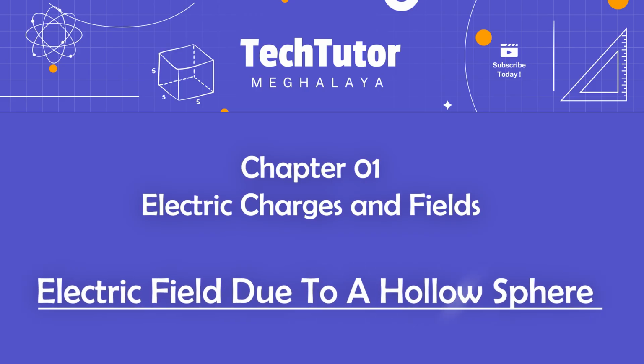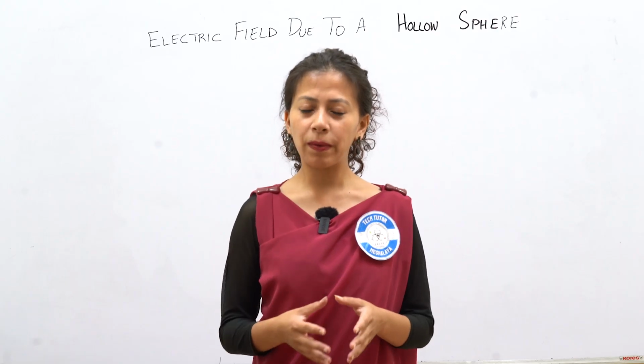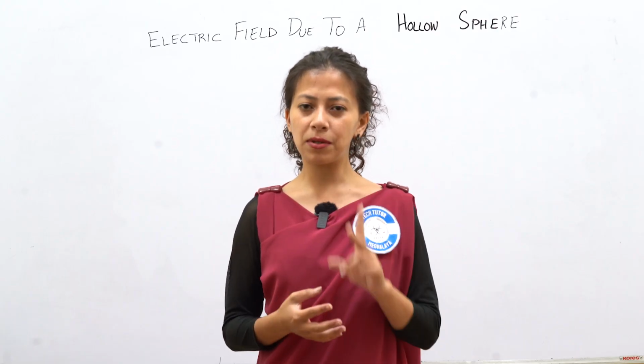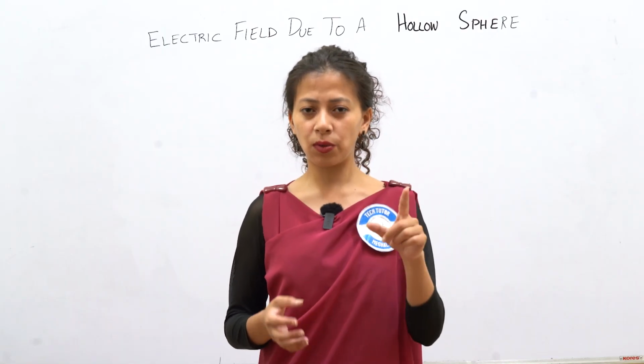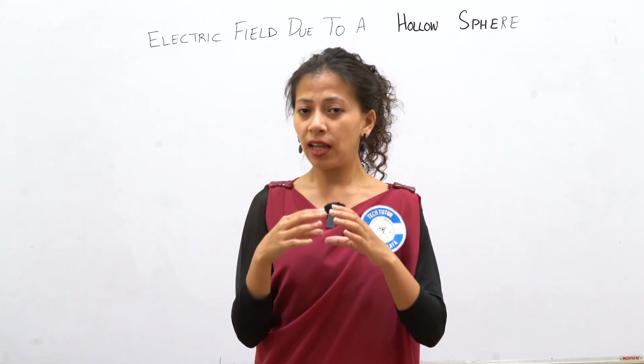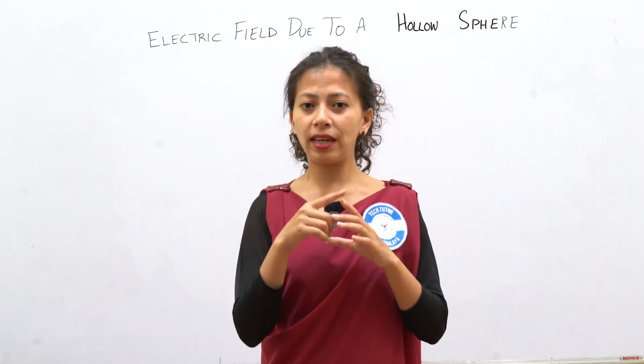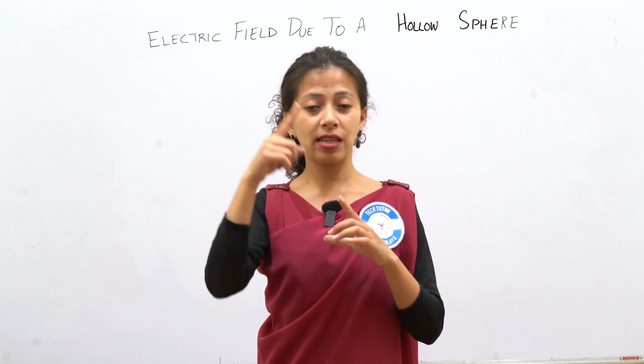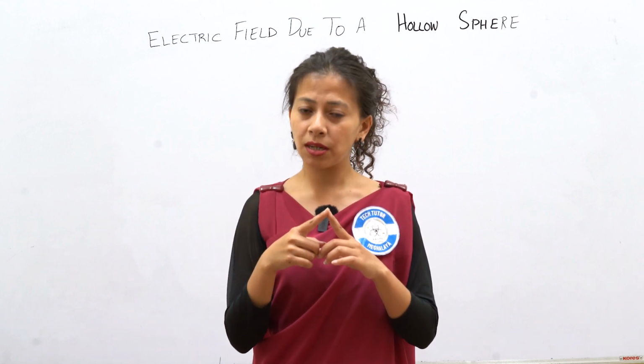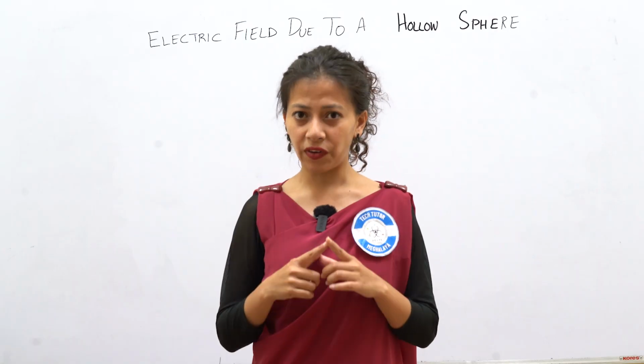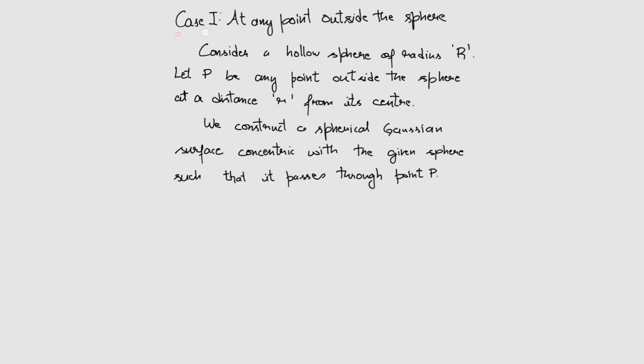Today we will discuss the electric field due to a hollow sphere. The topic will be discussed in two positions: case 1, at a point outside the sphere, and case 2, at a point inside the sphere. Therefore, case 1, at any point outside the sphere.